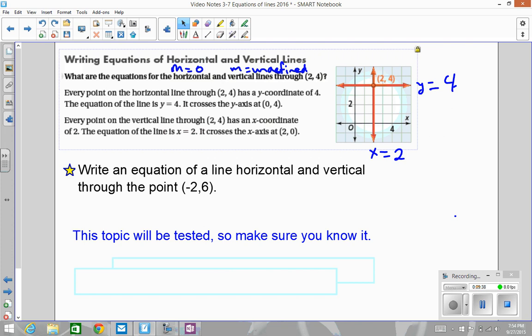Write an equation of a horizontal line and a vertical line through the point (-2, 6). Make sure you have your answers written down. We'll check those when you come to class.